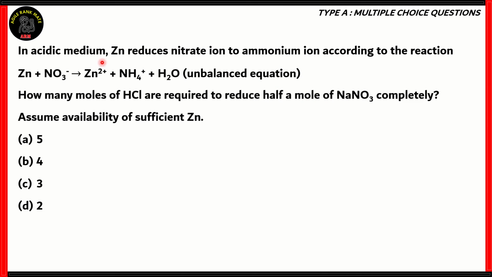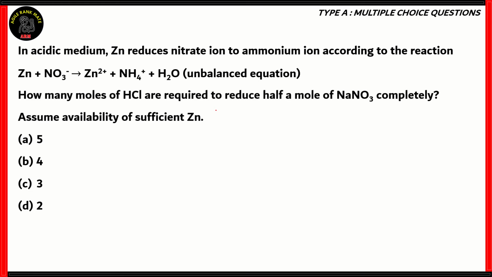In an acidic medium, zinc reduces nitrate ion to ammonium ion according to the reaction: Zn plus NO3 minus gives Zn2 plus, NH4 plus, H2O. Remember, the equation is unbalanced. How many moles of HCl are required to reduce half a mole of NaNO3 completely? Assume availability of sufficient zinc.